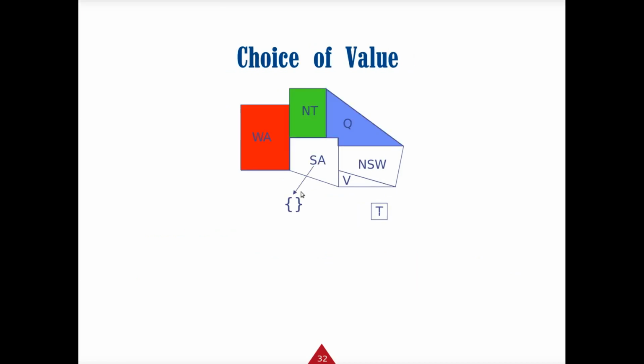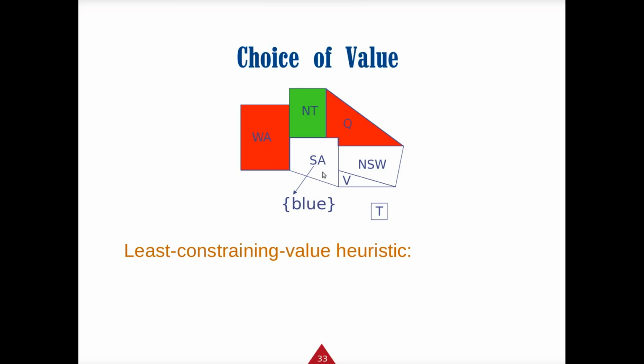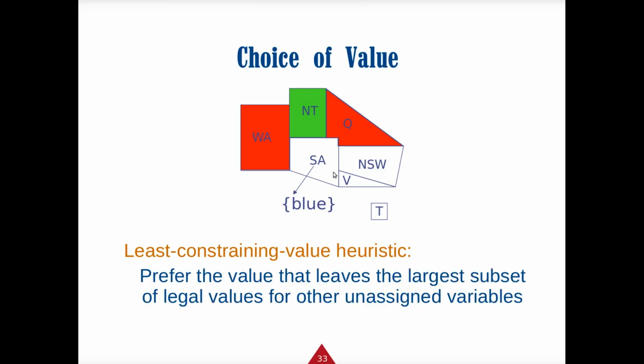So for the choice of the value, in this case, we have SA at this point has no options because it's being touched by all the different colors. So better would be to make this one a different color and then change all the other ones around it. So instead, if we change this color, this one becomes blue, and now this becomes a viable option. And so the least constraining value heuristic is to prefer a value that leaves the largest number of legal values for the unassigned variables.